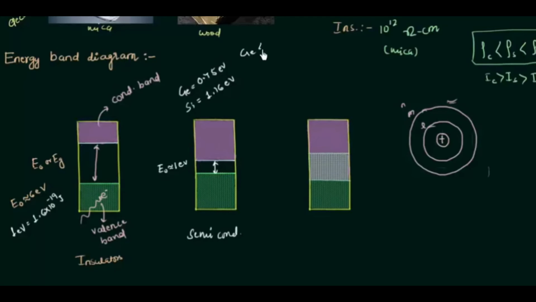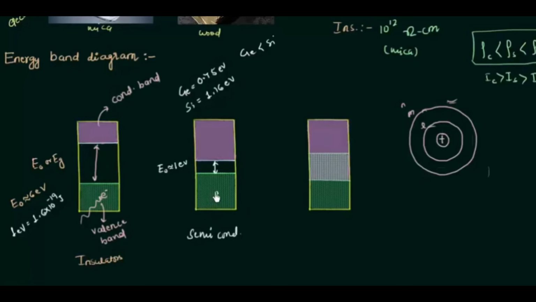Germanium is having the lower energy band gap as compared to the silicon because of its atomic structure. If you see the atomic structure of germanium, you will find the number of orbits are more, and hence the force of attraction between the valence electron and the nucleus is smaller, whereas in case of silicon we have a lesser number of orbits, and hence the force of attraction is stronger on the electrons. So you have to give more energy.